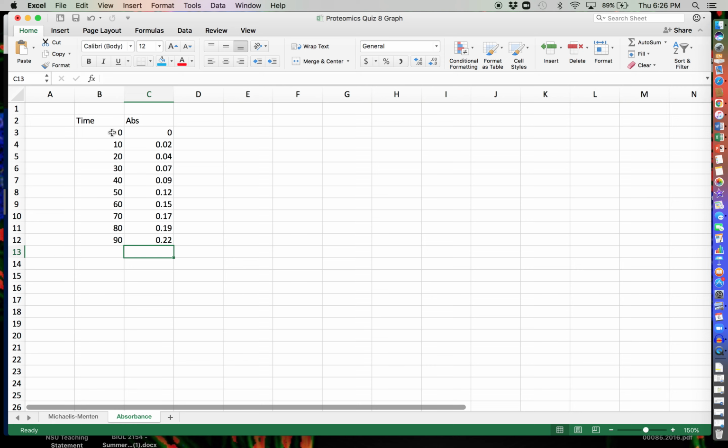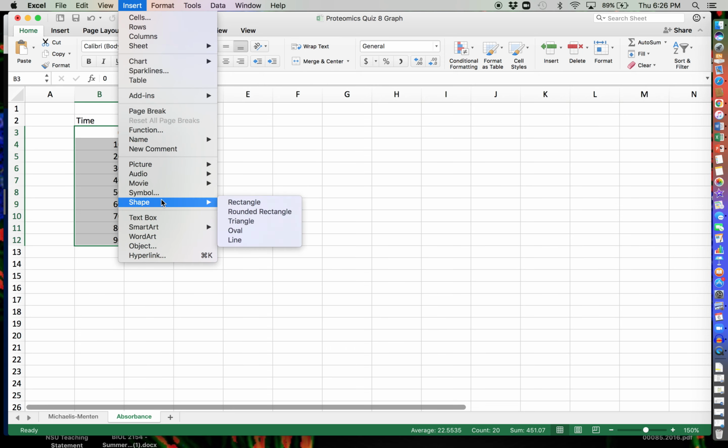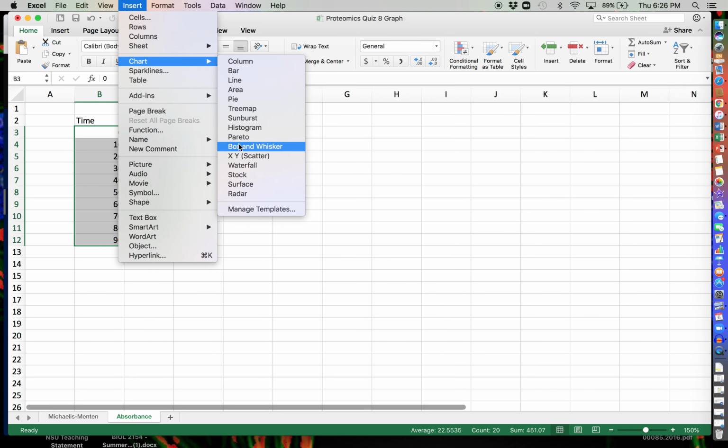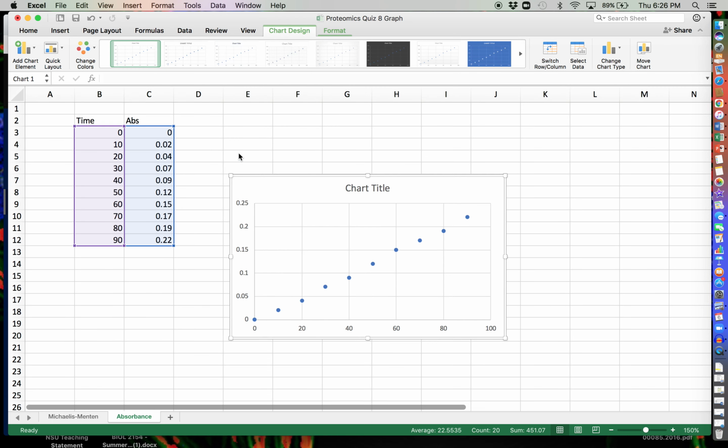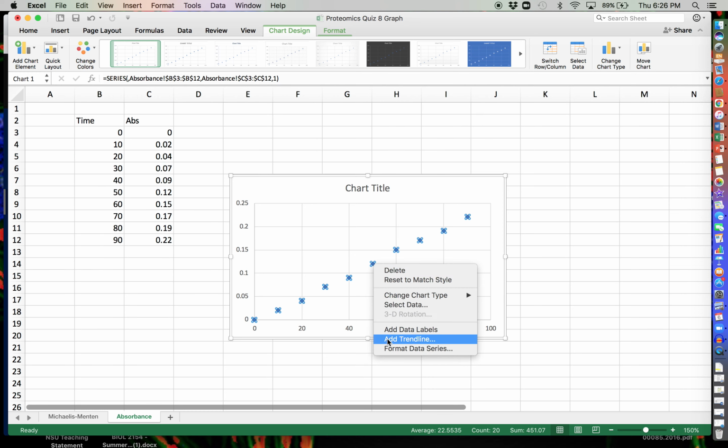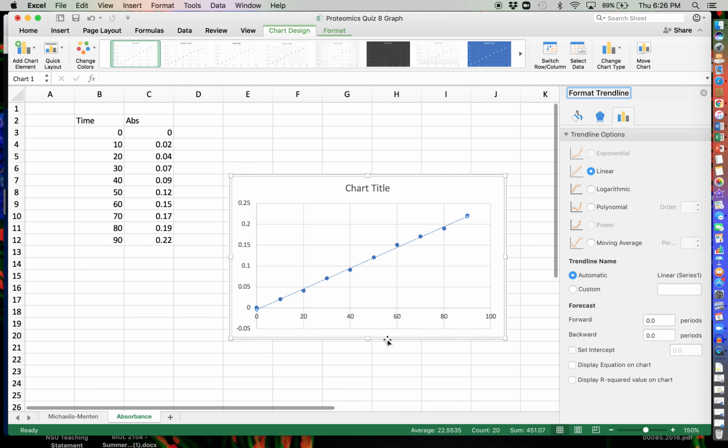Okay, so the first thing that we want to do here is create an XY scatter plot from this. So I'm going to go to chart here and go to XY scatter. Looks like a pretty good straight line, so that's good. Okay, so I'm going to create a trend line because we need the slope here. So I want to get Microsoft Excel to give me the equation of the line.